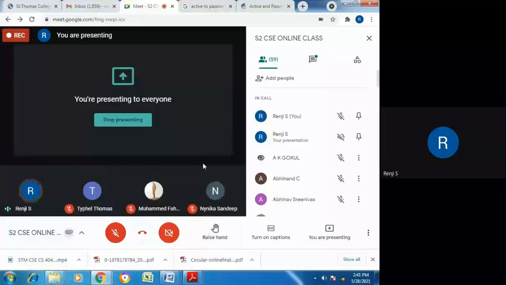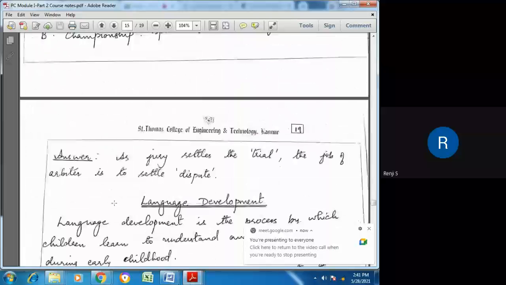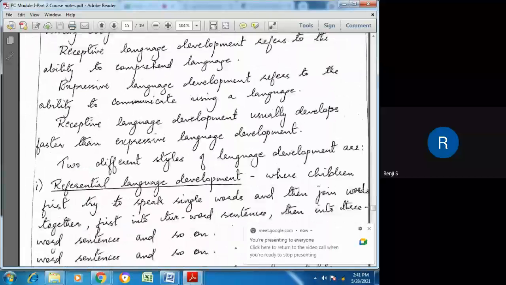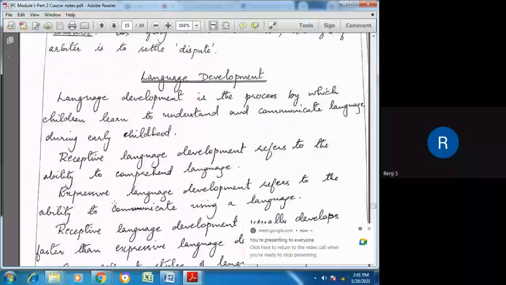I think it's time. So in the next class we will be starting language development, and here you have the subject verb agreement and all, mostly grammar rules.